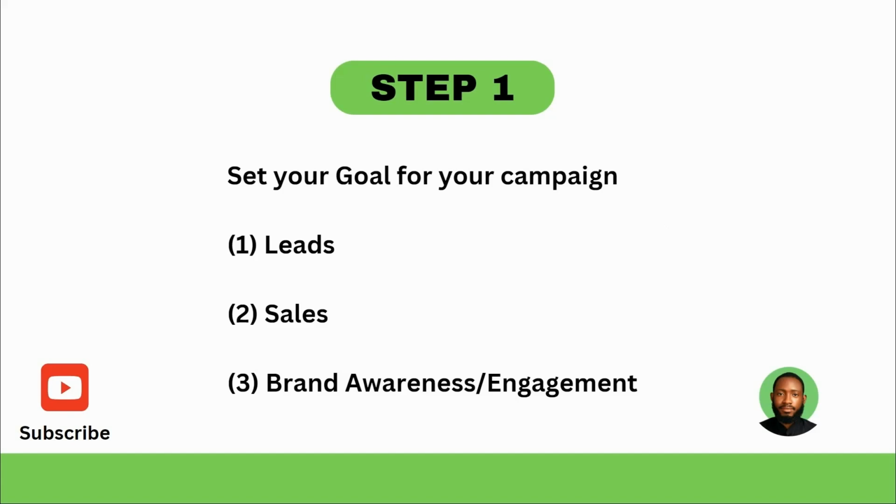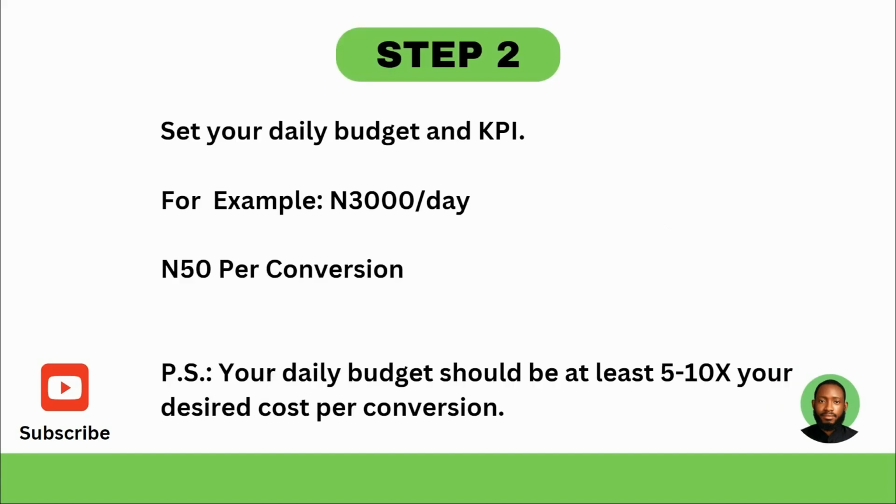After you've done picking the right goal and Facebook ads objective for your campaign, the next thing you want to do is to set your daily budget and KPI. Take for instance, let's say I want to spend 3,000 Naira per day, and I want to pay at least 50 Naira per conversion, at least or at most, depending on the price of the product. That is my KPI. That is the amount I want to spend per conversion. This is the amount I want to spend every day.